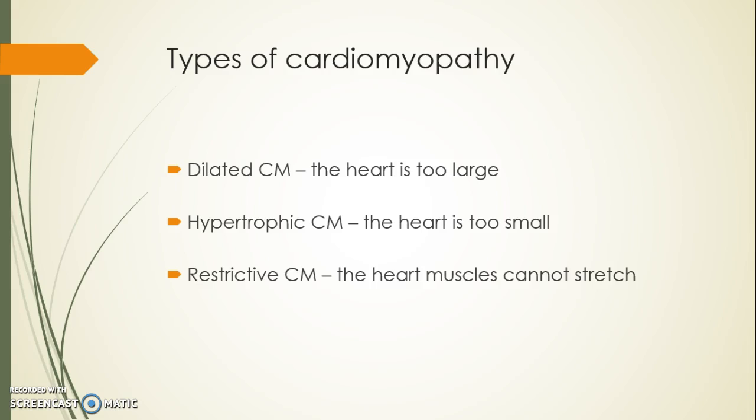There are three major types of cardiomyopathy, which we'll go into in more detail in a few minutes. The first is dilated cardiomyopathy. This is where the heart is too large. There's hypertrophic cardiomyopathy, where the heart is too small, and restrictive cardiomyopathy, where the heart muscles cannot stretch.